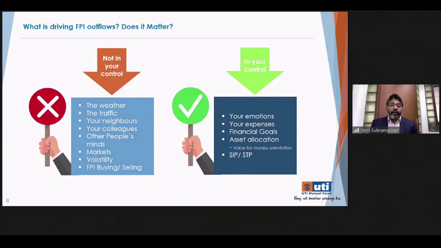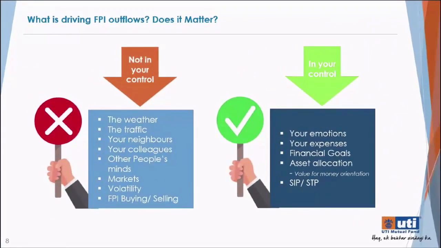So what is not in your control? The weather, the traffic, your neighbors, your colleagues, the minds of other people. The markets are not in your control, volatility is not in your control, and neither is FPI buying or selling. They have their own process, they have their own metrics they are looking at. And remember, they are not limited to buying only India.